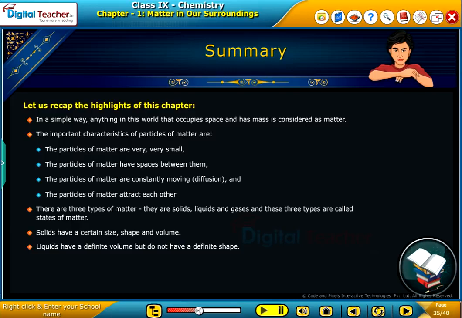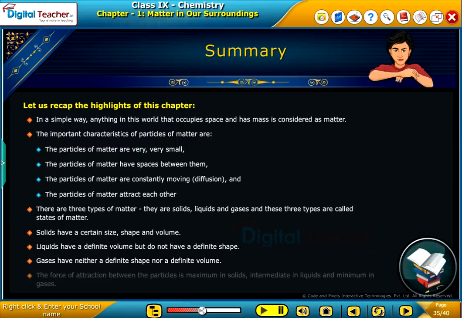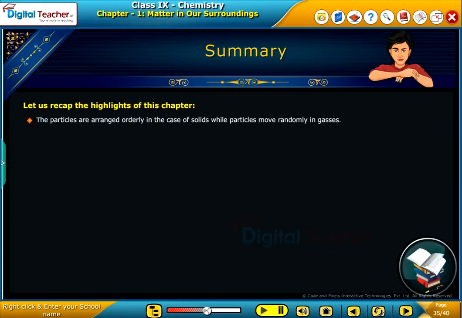Liquids have a definite volume but do not have a definite shape. Gases have neither a definite shape nor a definite volume. The force of attraction between the particles is maximum in solids, intermediate in liquids, and minimum in gases. The particles are arranged.